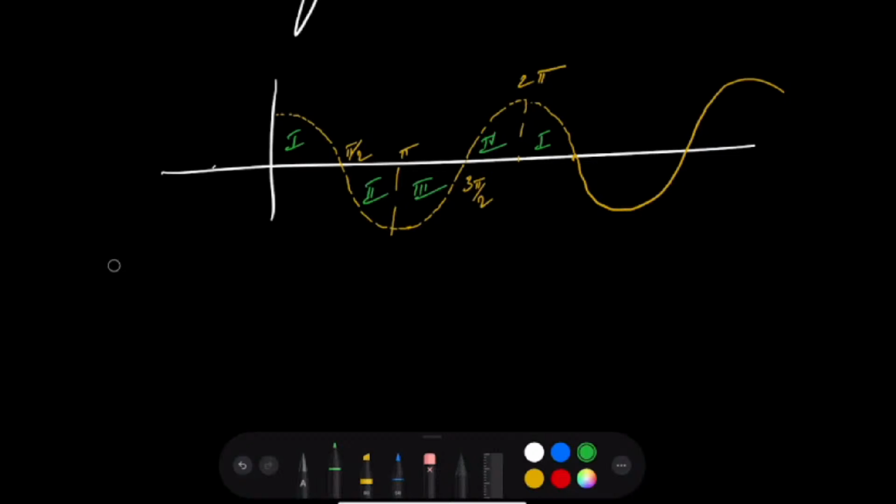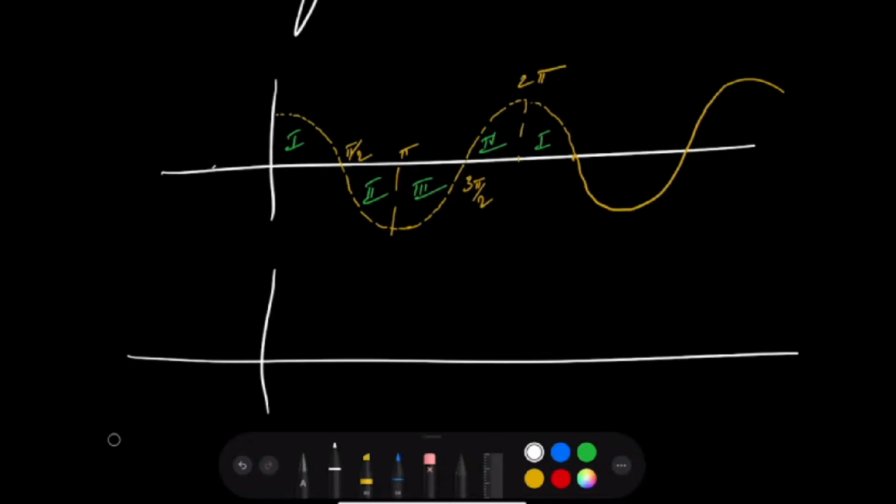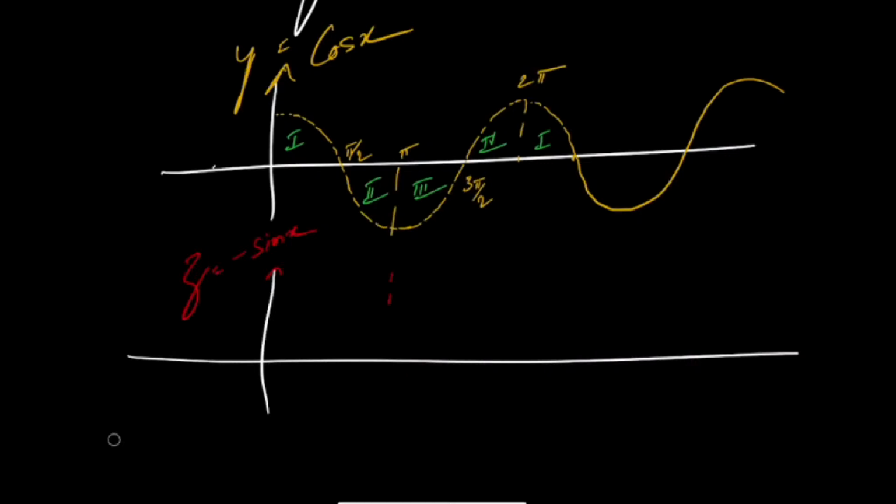So this is the graph of cos x. What will be the graph of sin x? We don't want the graph of sin x. We want the graph of minus sin x. So this is the graph of y equals cos x. Here let us take z equals minus sin x. We have seen the graph of sin x. So minus sin x will also be similar, but it will be inverted. So the graph of minus sin x will be something like this.